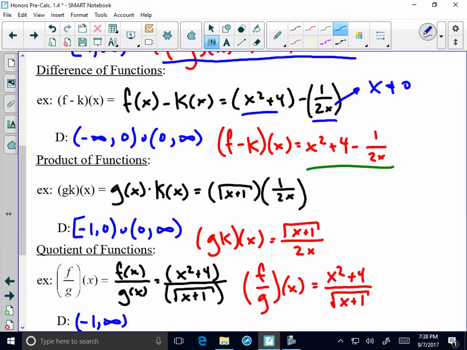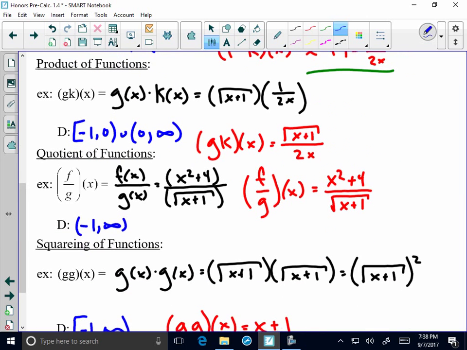All right, so product of functions, we have g times k of x, so that's g of x times k of x, so that's the square root of x plus 1 times 1 over 2x. And right here we can see that from our g of x, we cannot have x be less than negative 1. And from our k of x, we cannot have x equal to 0.